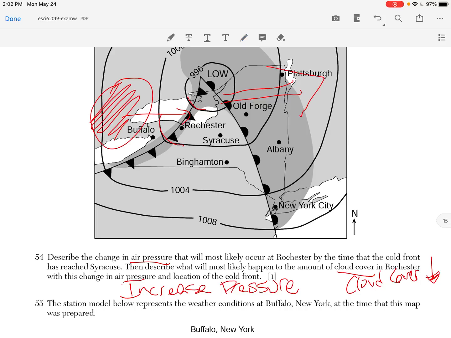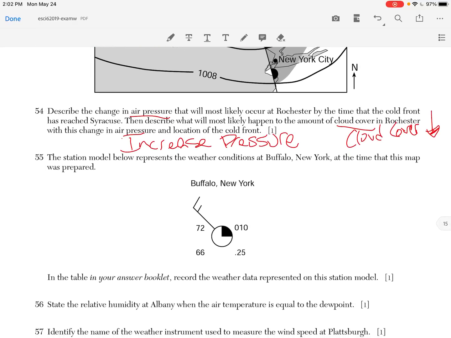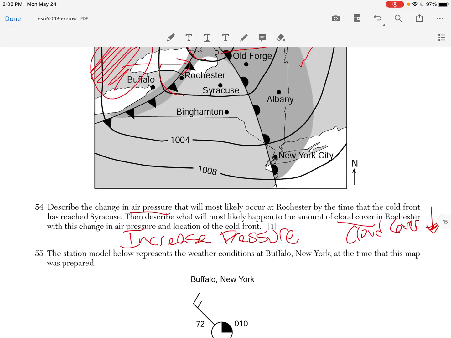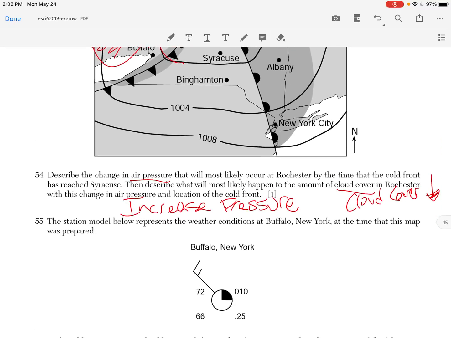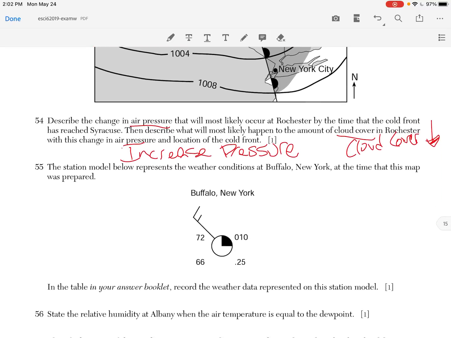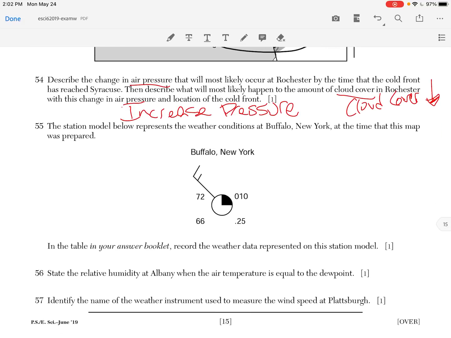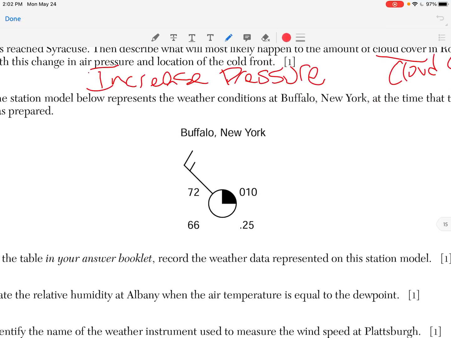Question number 55. 55 is a station model of Buffalo, New York at the time the map was prepared. And you can see in Buffalo, New York, the cloud cover is actually less. So that goes along with the previous question. But what we have to do is record all the weather data that's given to us in this station model. And this is technically a reference table question, ESRT page 14. And we'll take a look at that in a second. But we have to record all of the information for this station model.